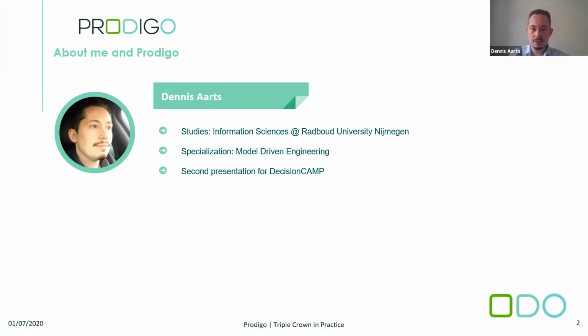So I've studied information science in the Netherlands at Radboud University in Nijmegen, where the focus is laid on decision management already. So that's how I got into the world of decision management. And in the last few years, I have specialized myself in what we call within our organization model-driven engineering. So that's what we call the application of the Triple Crown. But I will move into more detail on that later.